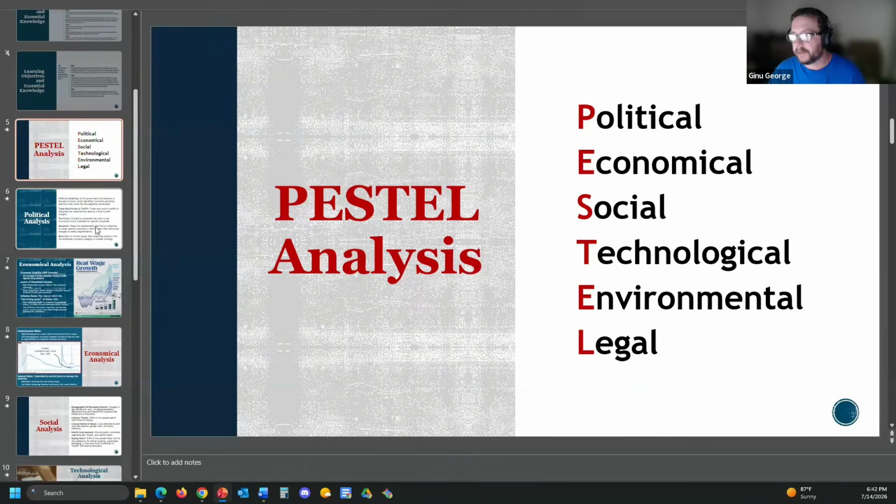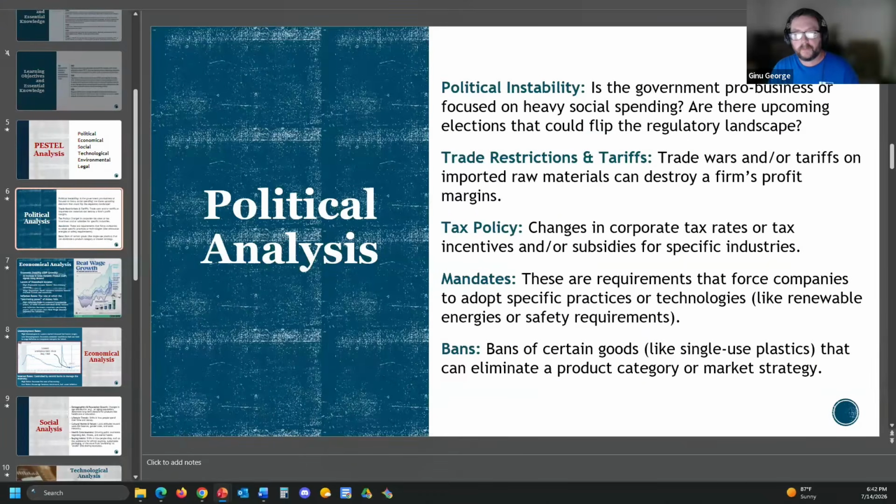So our first one, political. Political factors are the policies and political dynamics that shape your market activity. The first element you're looking at in political analysis is political instability. Is the government you're working under pro-business or is it more volatile? Sometimes when there's upcoming elections, could that possibly flip the entire regulation regime, right? So political instability is a major factor in thinking about starting a business.